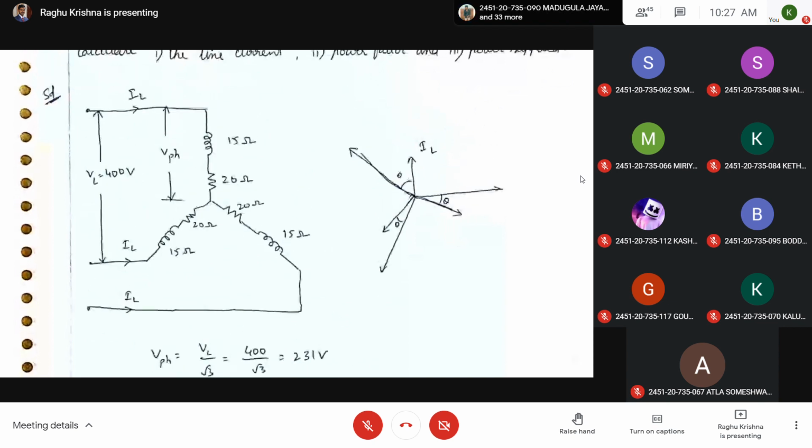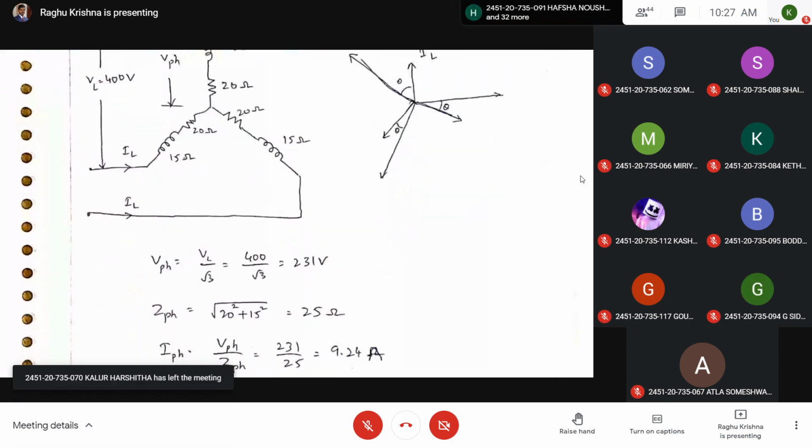Next, Z phase. Here resistance and inductive reactance are given, so you can find the value of Z. Z is equal to the square root of R square plus XL square. So you get Z per phase. Next, the current per phase, IPH equal to VPH by ZPH. You are going to get the I phase.